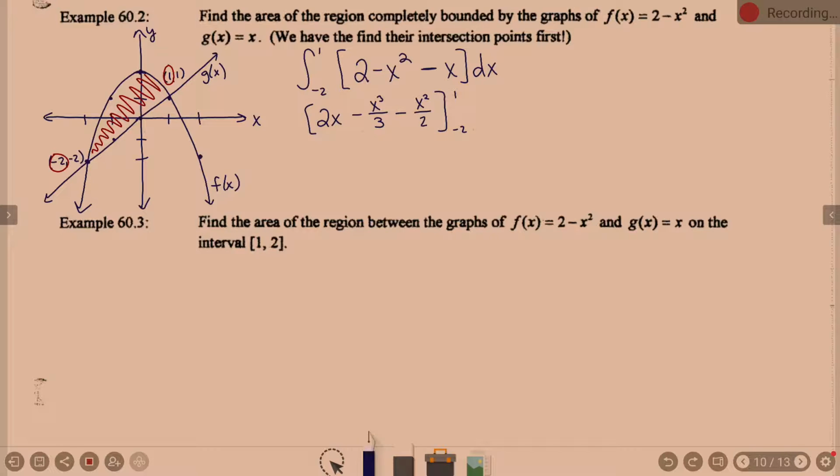When I put numbers in, let's see. I'm going to put in my 1, 2, minus 1/3, minus 1/2. And I put that set in parentheses, and then minus, I'm going to put this set in parentheses. Now I'm putting in -2. So -4 minus -8/3 minus 2, if you will.